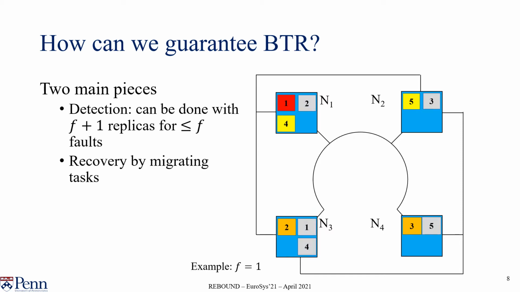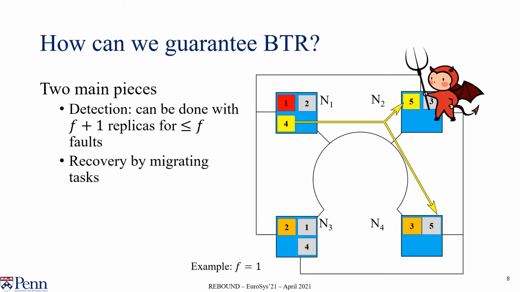We'll take a look at a particular data flow, going from task number 4 running on node 1 to task number 5 running on node 2 and the replica of task 5 running on node 4. If the attacker compromises node number 2, then the task number 5 running on node 2 will stop operating correctly.